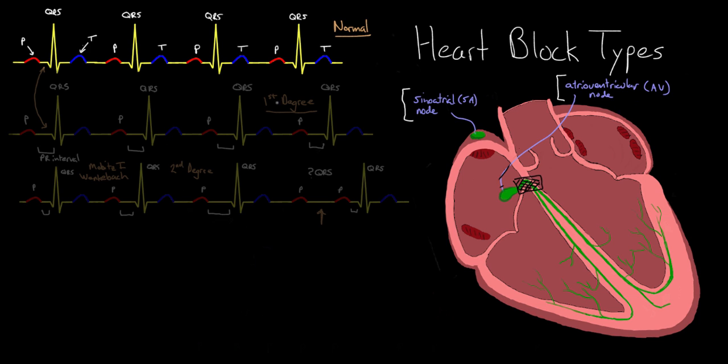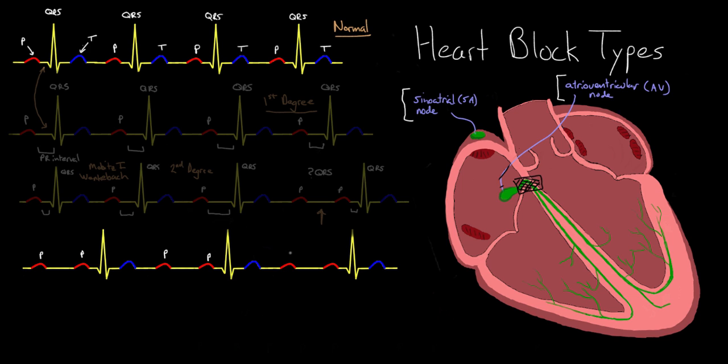But, like before, this isn't a complete block. Some of the electrical activity is able to get through. Let's look at another strip. So again, we'll start by labeling our P waves. Looks like there's one there. Looks like we have another one here, here, here.